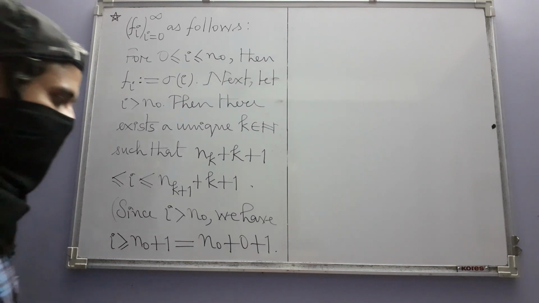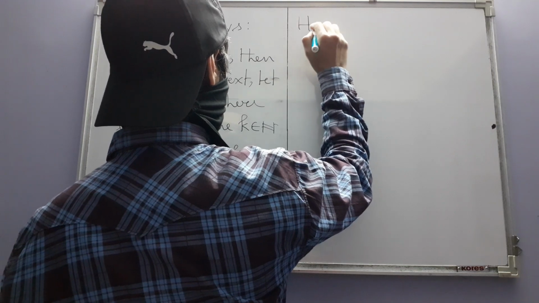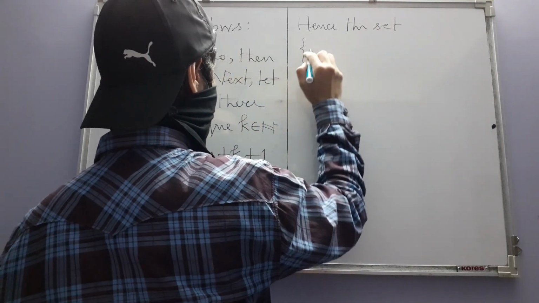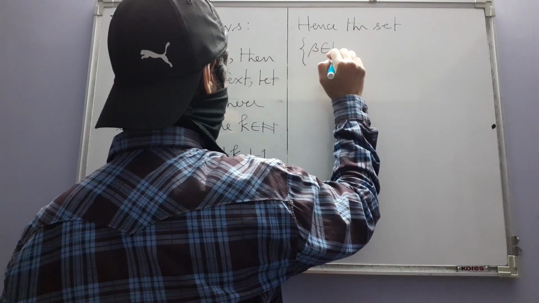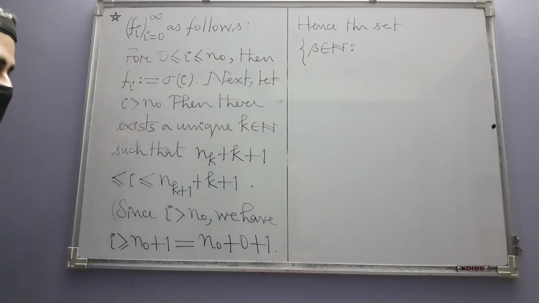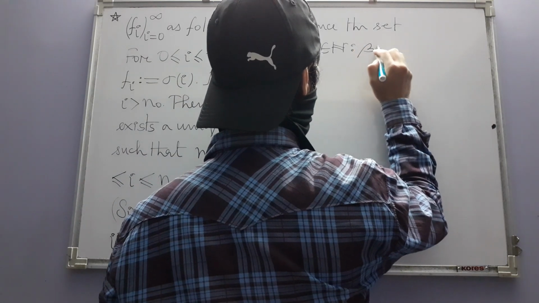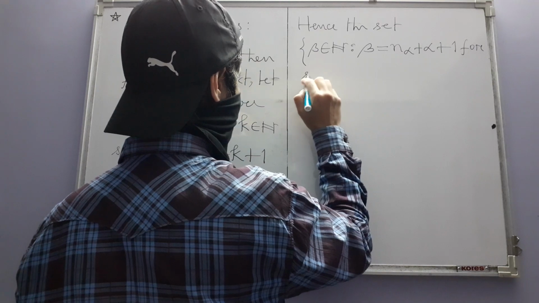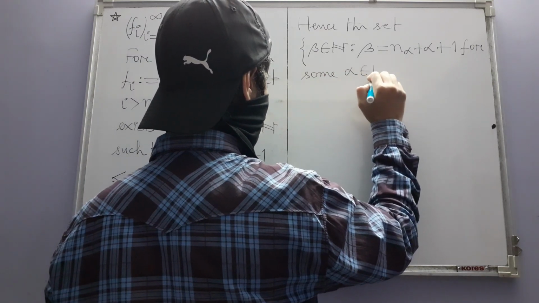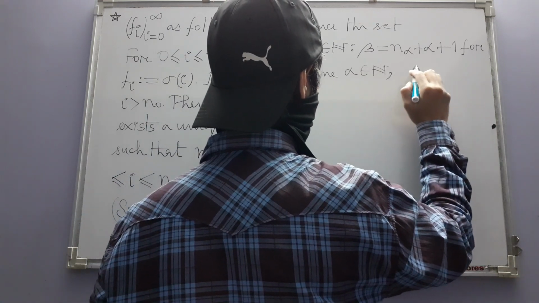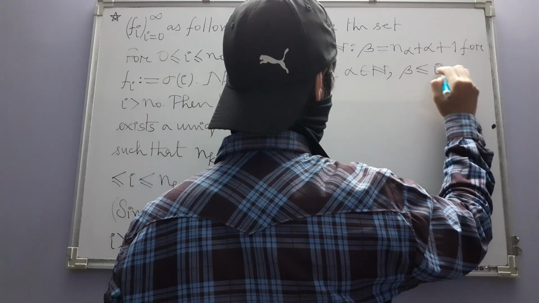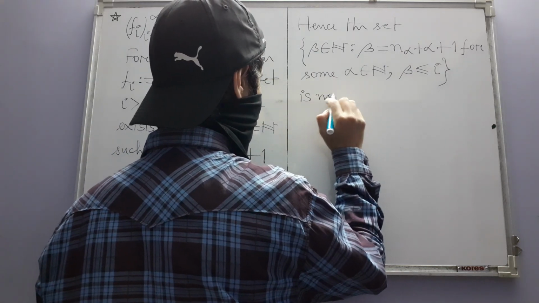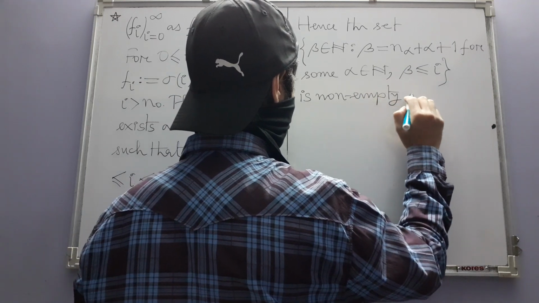So the set is this. Hence, the set, this set, the set of all natural numbers beta such that beta has this form, n alpha plus 1 for some natural number alpha, and at the same time beta is less than or equal to I. This set is non-empty and finite.